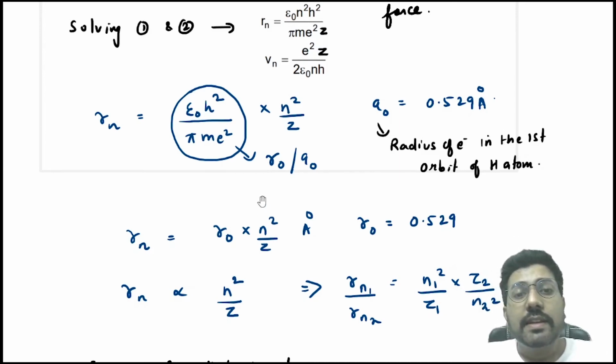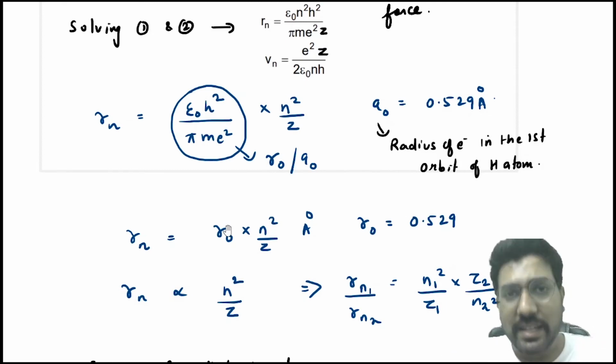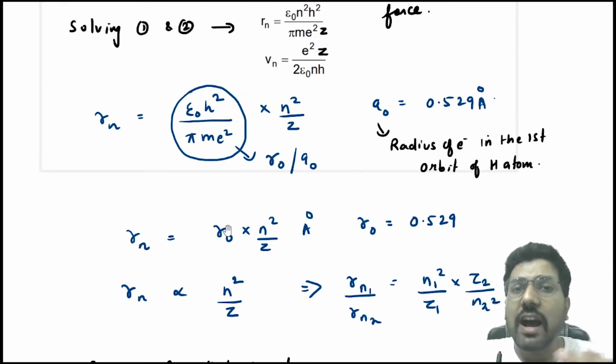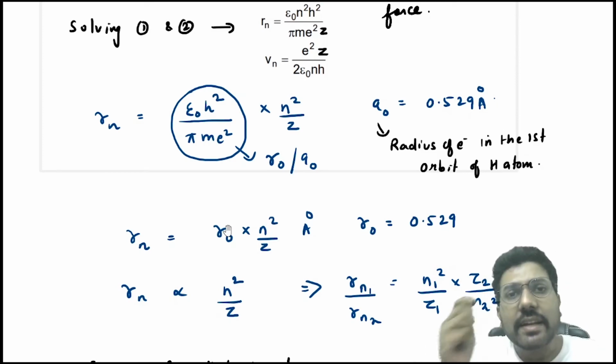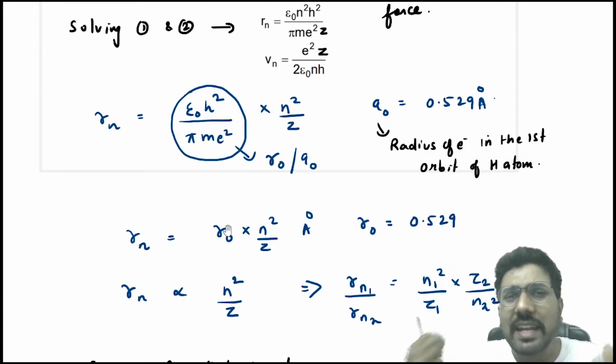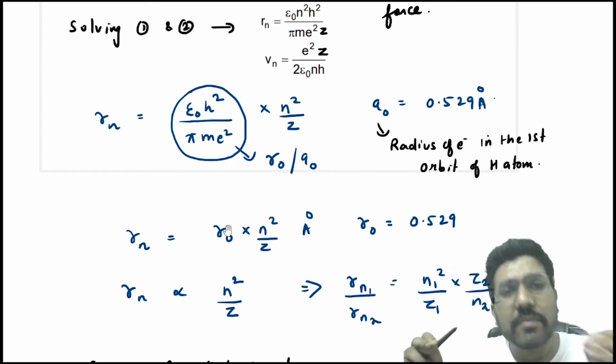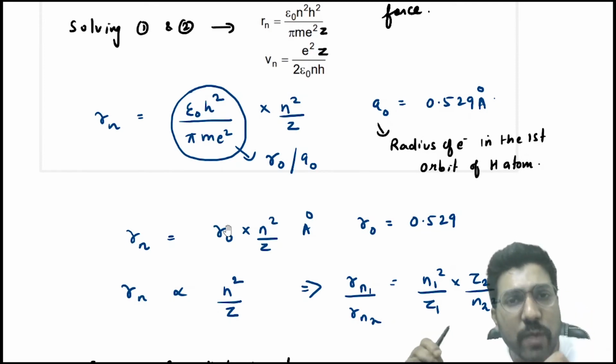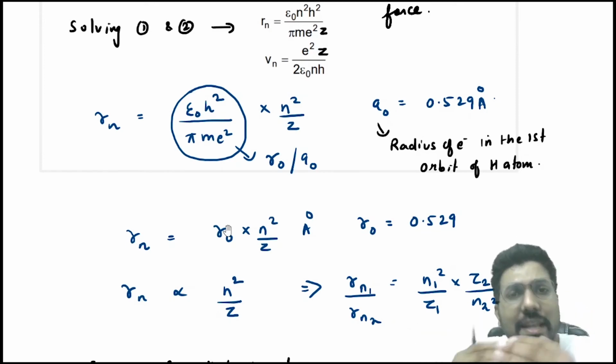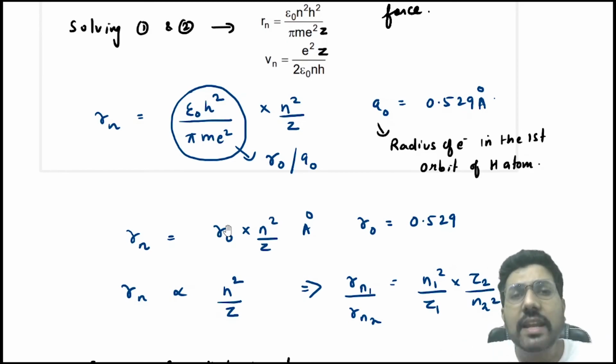Now if you have a hypothetical atom, this is very important, listen carefully. If you have a hypothetical atom where the revolving particle is not an electron but some other particle, it can be any particle, they'll give you any name. Name does not matter. I'm just saying it is a hypothetical atom where the revolving particle is not an electron but some other particle.